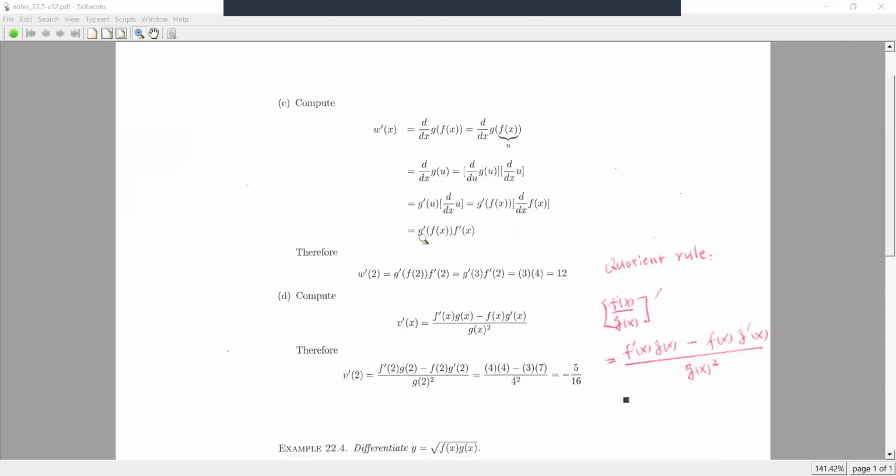Now, plug in 2 in the x here, then we have this equation. From the given table, the function value of f at point 2 is 3. So we have this equation. From the table, again, the derivative of g at point 3 is 3. The derivative of f at point 2 is 4. So 3 times 4 is 12. Derivative of function w at the point 2 is 12.